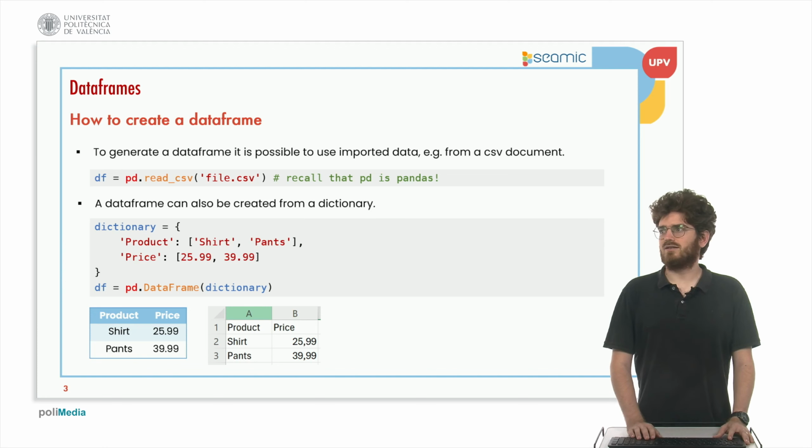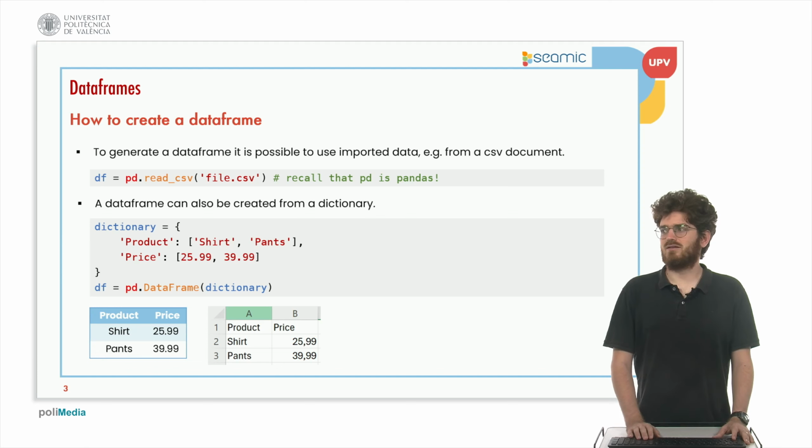You can also create a data frame from a dictionary, where the keys would be product and price, and each of these has an associated list of elements. So these would be the columns, the products and the prices, and each of the elements in the lists inside, so the shirt and the pants and their respective prices, would be the rows in the data frame. Then you can use the data frame constructor pd.DataFrame and pass it a dictionary to create a data frame.